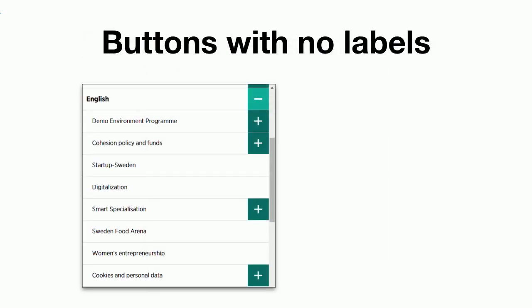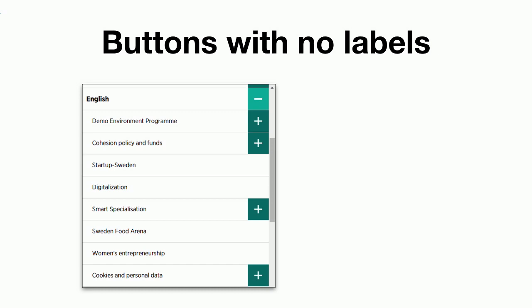Of course, there are a few problems for users with screen readers. One of those is buttons without labels. This is a mobile menu on a Swedish authority website. The buttons on the right side of the menu are very difficult to use for a screen reader user, because those buttons lack a label.